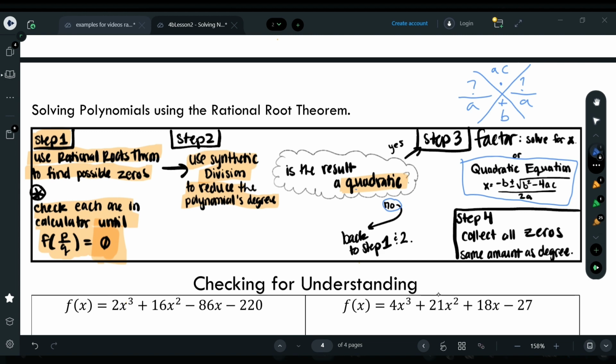And then your final step, collect all zeros. Or in other words, all your solutions, put them all together. X equals, right? If it's a degree 4, your final answer is going to look like that. X equals 4 different numbers. And that's your final answer. It is possible that you get the same number twice. You could have a double solution. So that's possible. But you do need to have a total of 4. All right. That's the flow chart.